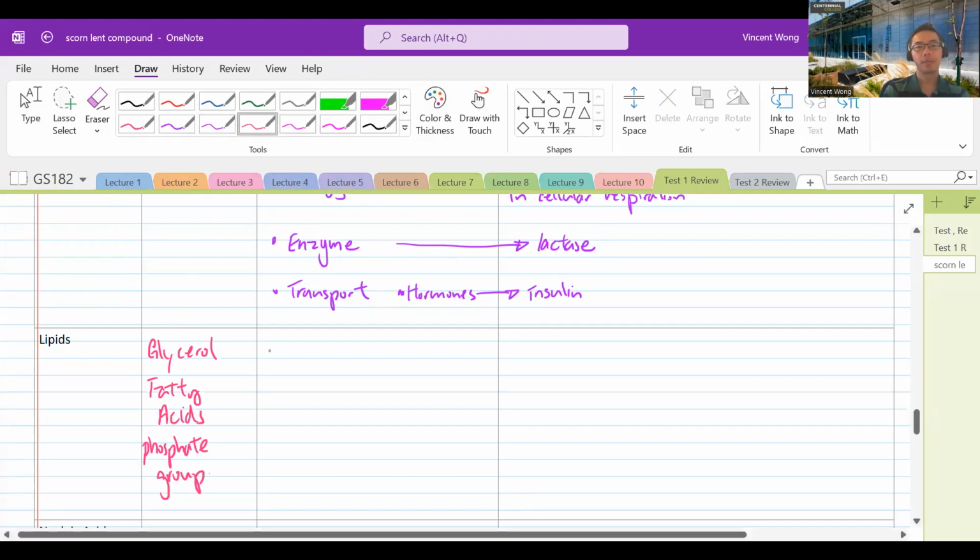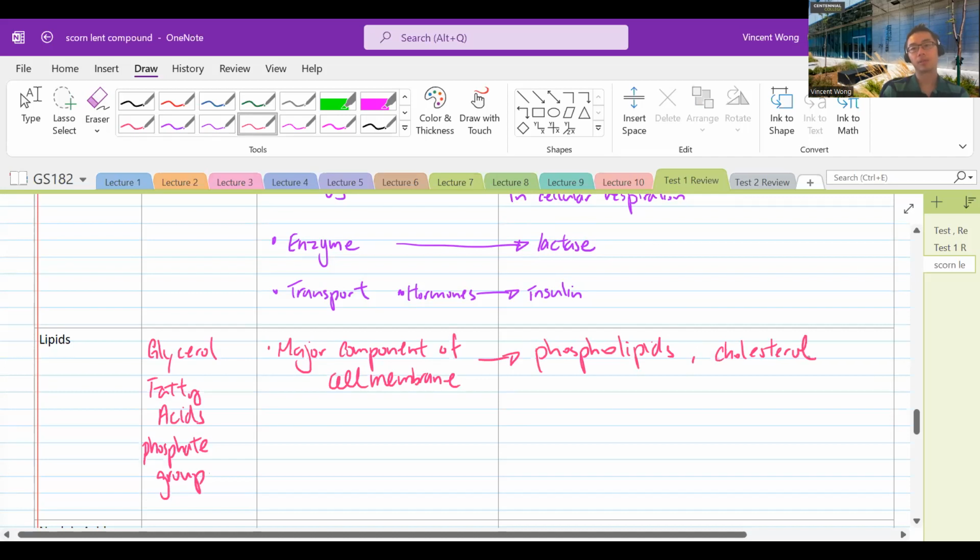Okay. So depending which one you're talking about, the function could be, for example, a major component of cell membrane. And that is, of course, phospholipid. Phospholipid bilayer, right? Cholesterol is another key component of the cell membrane. All right.